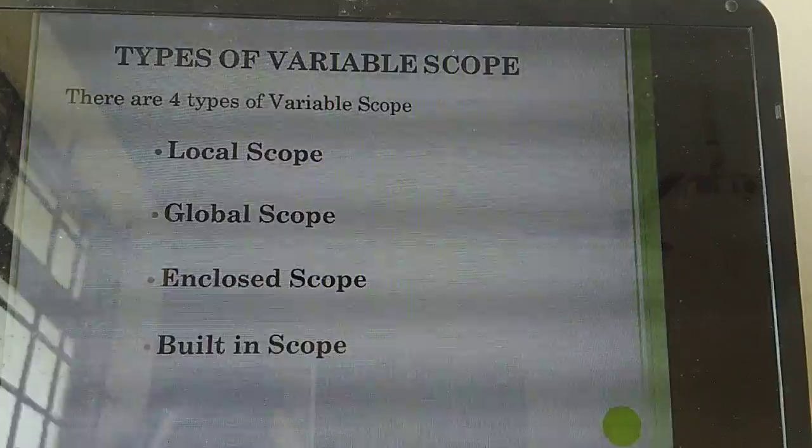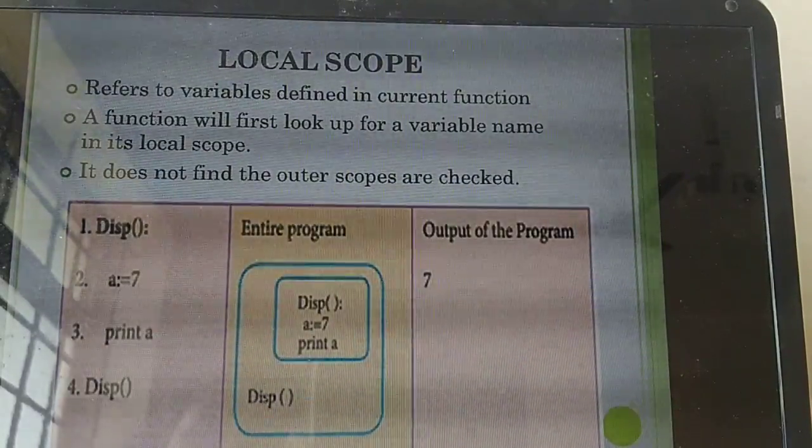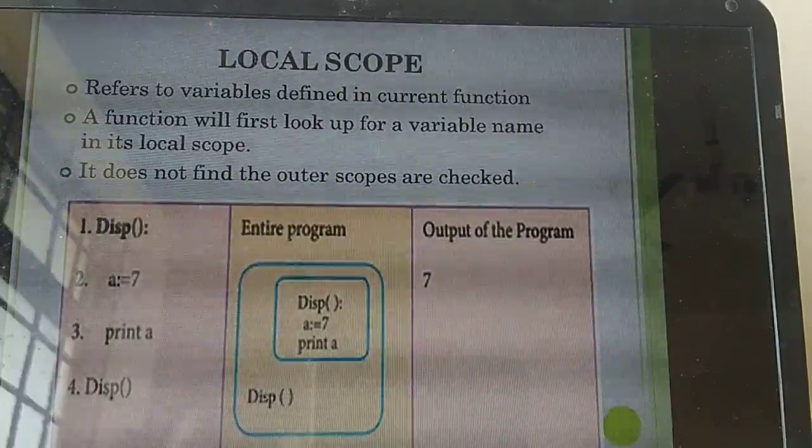Understand now? Next we are going to study each heading in detail. First one is the local scope. If you have a textbook, please open the textbook.